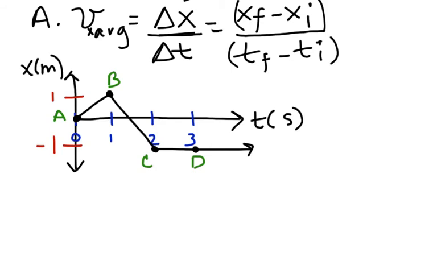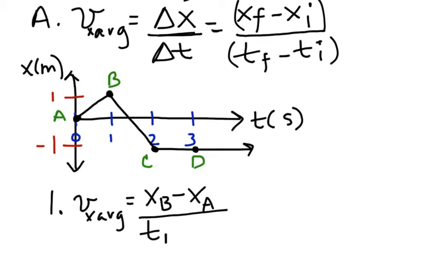So let's look at another position versus time graph and see if we can find the average velocity throughout this graph. And let's start with the average velocity between points A and B. So my Vx average is going to be my change in position between points A and B divided by the change in time between points A and B. And it's going to be my position at point B minus my position at point A, all over my time at point B minus my time at A.